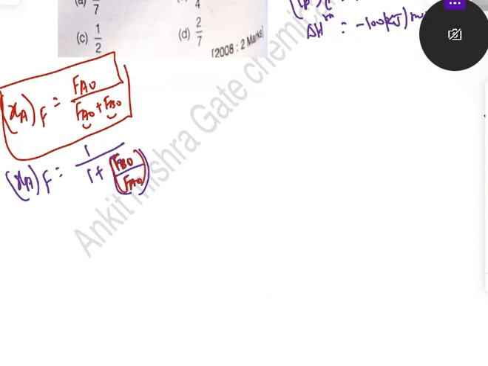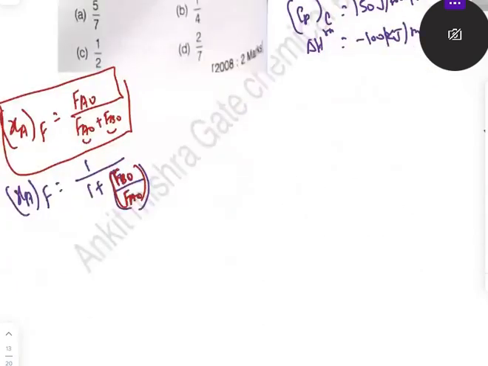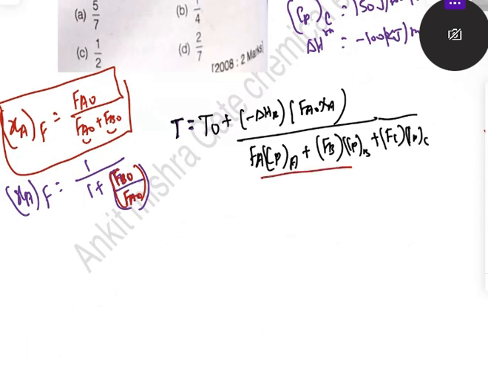When we talk about the energy balance in the continuous tank reactor, we can say that T equals T naught plus minus delta H of reaction, and FA naught XA divided by FA Cp of A plus FB Cp of B plus FC Cp of C. So now let's talk about this particular parameter.